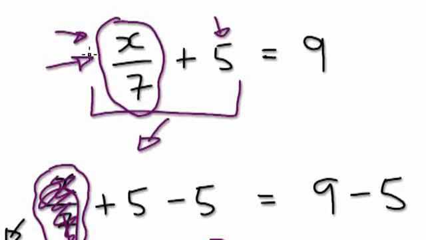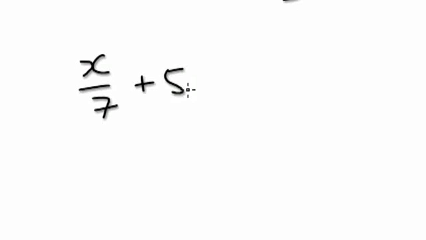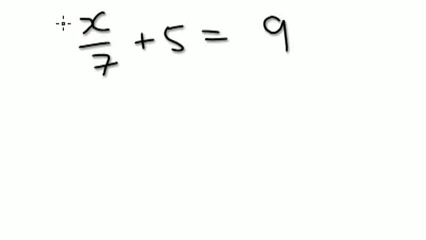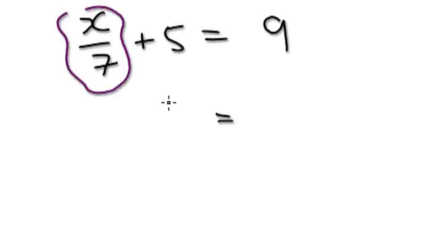Let me start again. So here you've got x over 7 plus 5 equals 9. Basically, you've got this bubble here. Inside your mind, take away 5 from both sides. So you're just going to be left with that bubble here. This side, take away 5, it's going to be 4.